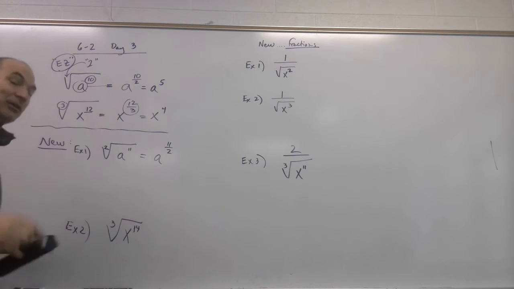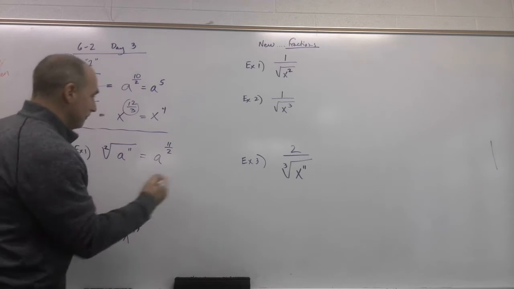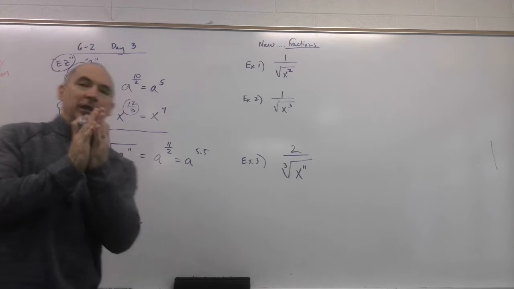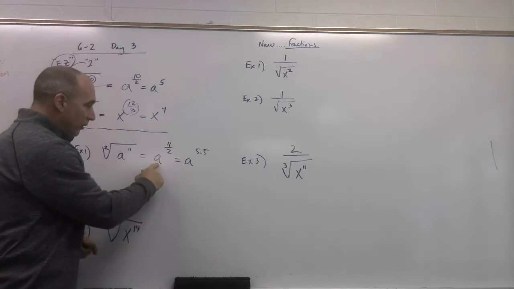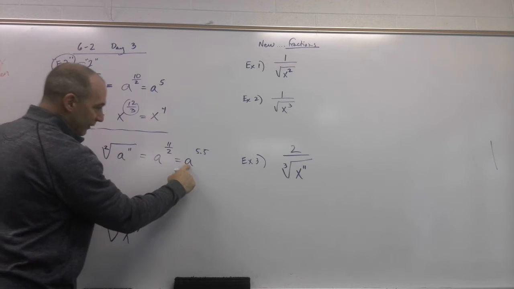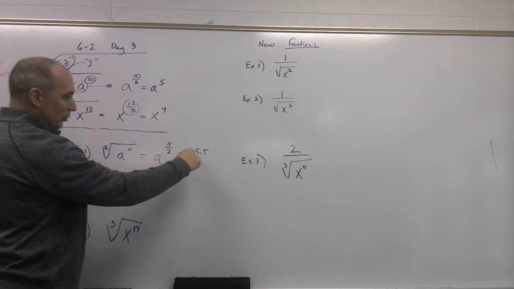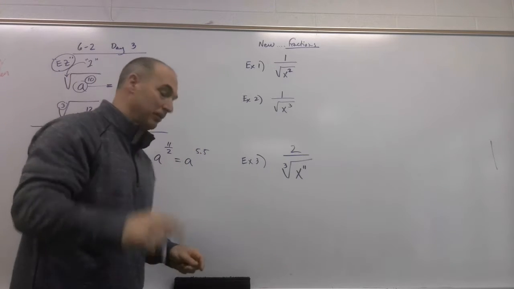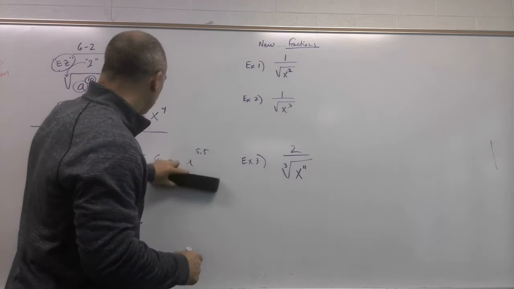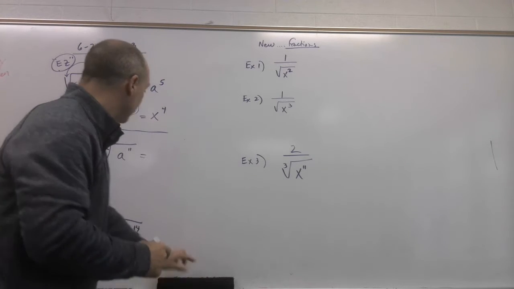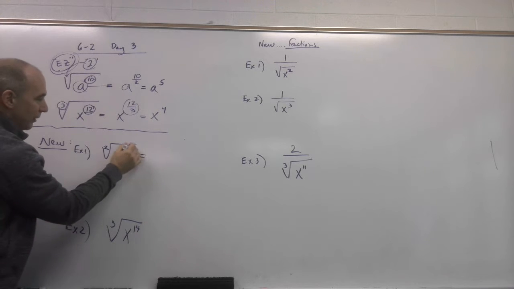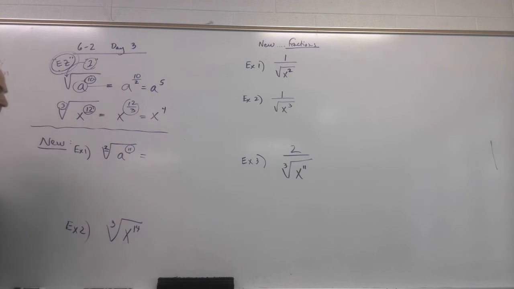And now you guys have to listen to me. Which is the same thing as a to the 5.5. Please listen. This is not wrong because you're following the rules. This is not wrong because you just turned 11 halves into 5.5. This is not how Algebra 2 wants you to do these problems. What's the difference? The difference is, on these problems, this is divisible by this. This is divisible by this. So those are easy.